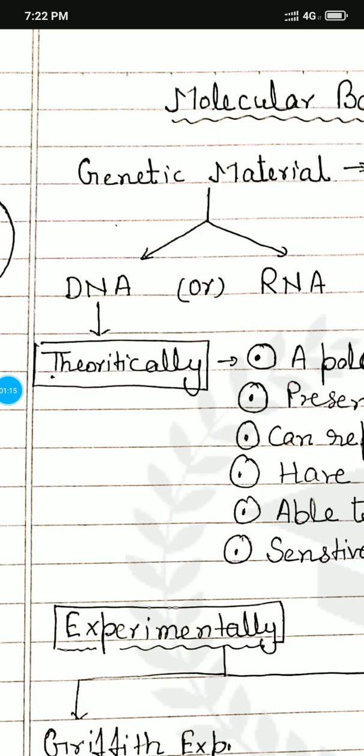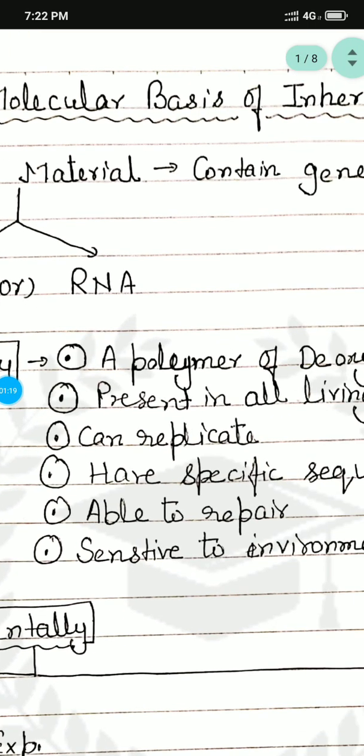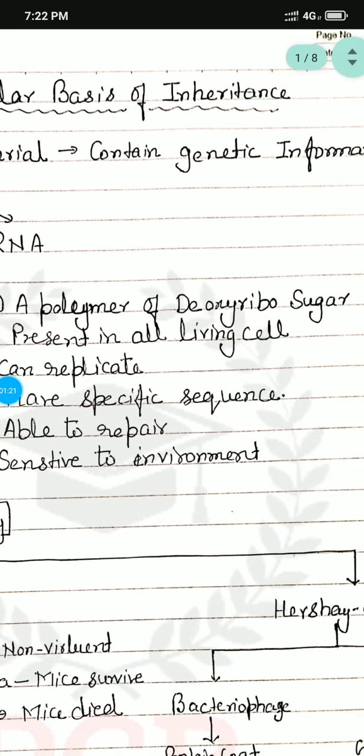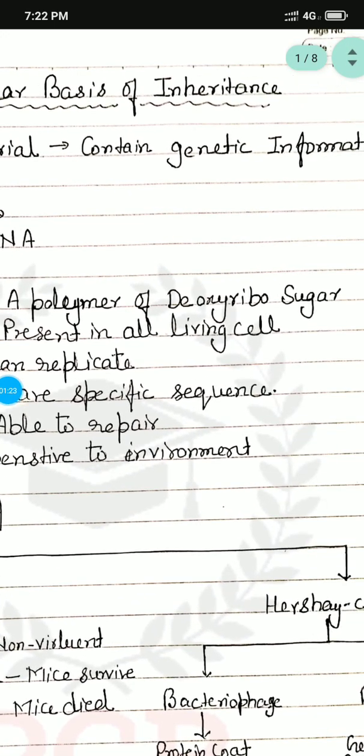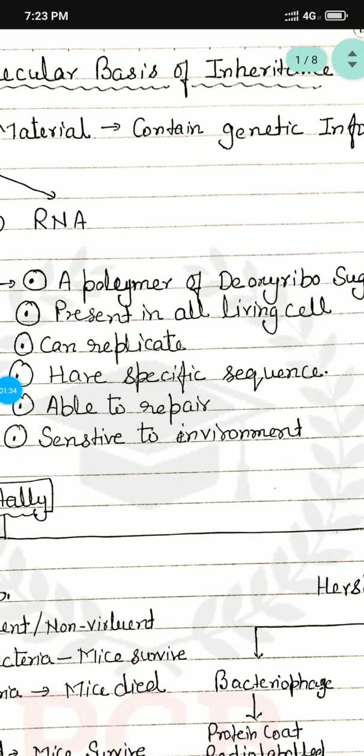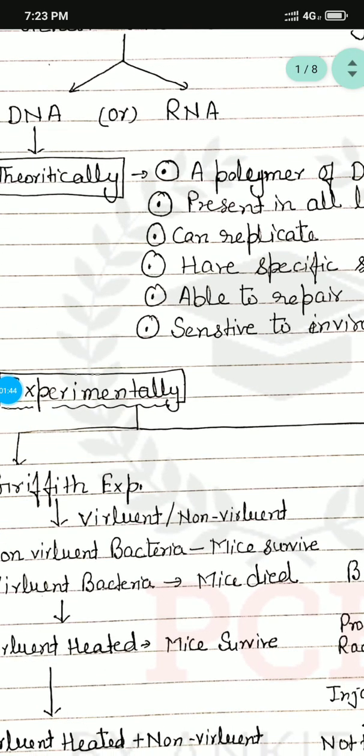First of all, if we go for the theoretical purpose, the first point says it is a polymer of deoxyribose sugar. Deoxyribose means ribose sugar is there, but D means double. So double ribose sugar is there because it has two strands. It is present in all living cells, can replicate, has a specific type of sequence, is able to repair itself, and it is very sensitive to the environment.